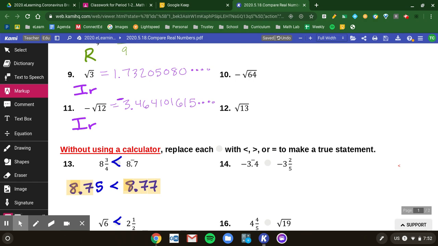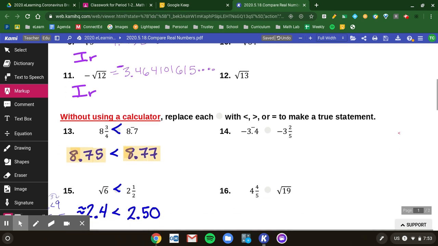For 8 3/4, we know 3/4 is 75 hundredths. And so now we can see that 8 3/4 is less than 8 77 hundredths, or 8.77, even with more parts, point more sevens. On to number 15.